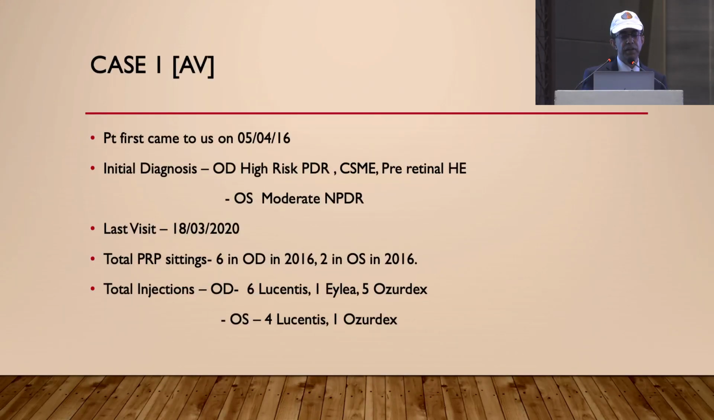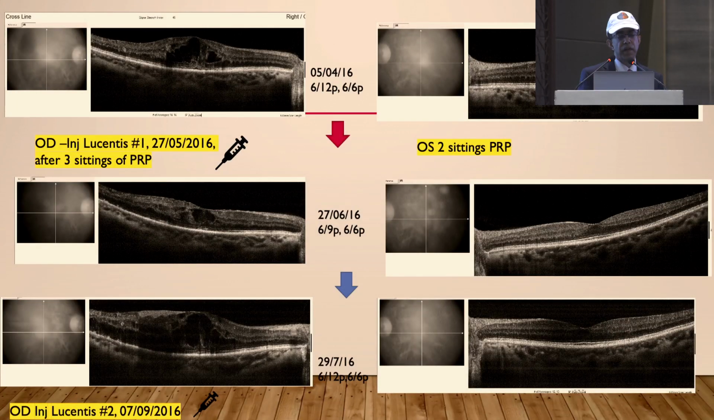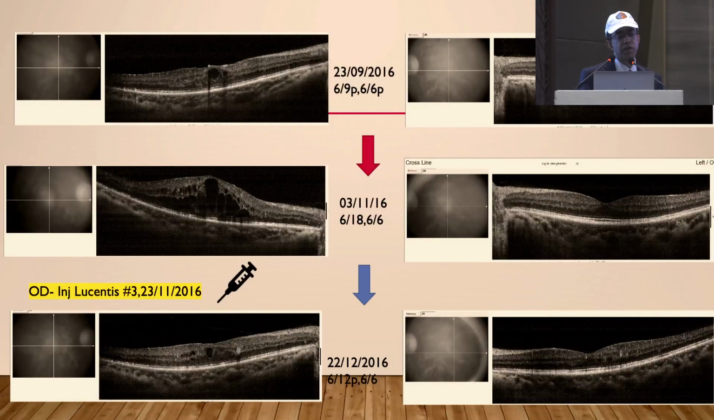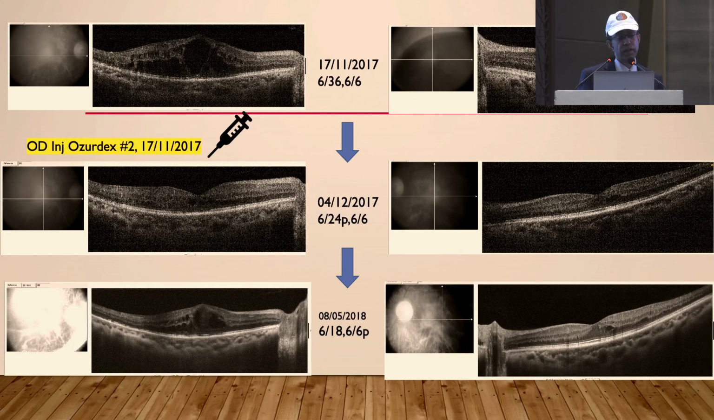So high risk PDR in the right eye, moderate NPDR in the left eye. Already this patient had received PRP and various injections, Lucentis, Eylea, Ozurdex in the right eye, and Lucentis and Ozurdex in the left eye, and had CME. And you can see how after every anti-VEGF injection, it responds, but then the swelling comes back. So this was way back in 2016 and 17. In 17, this patient was switched to Ozurdex implant, which is a dexamethasone sustained release implant. He does well, but again, the swelling has a tendency to come back.